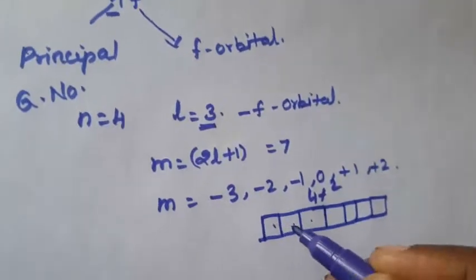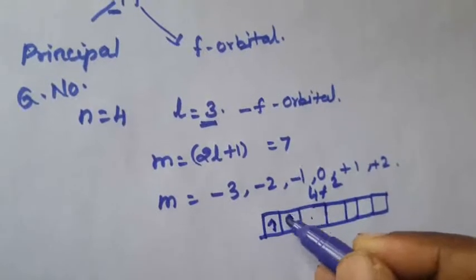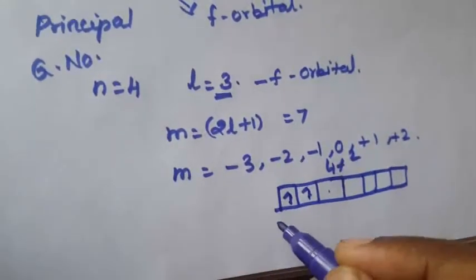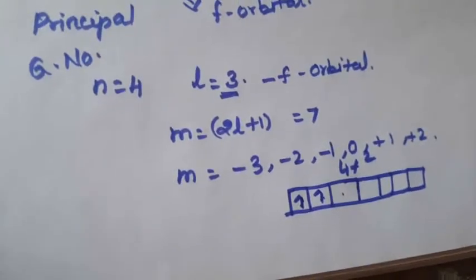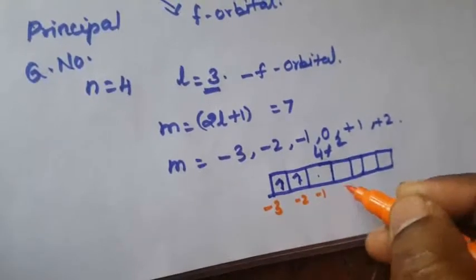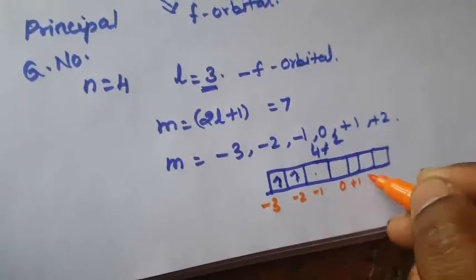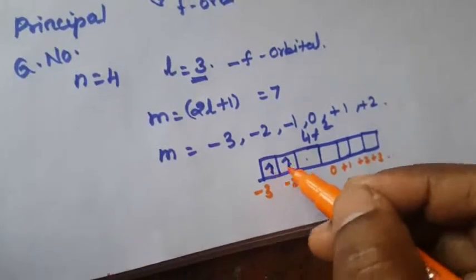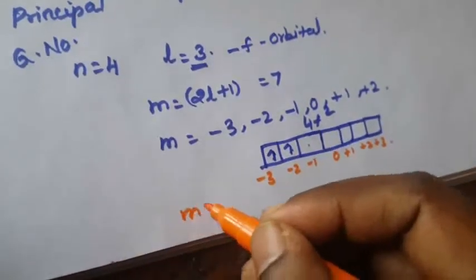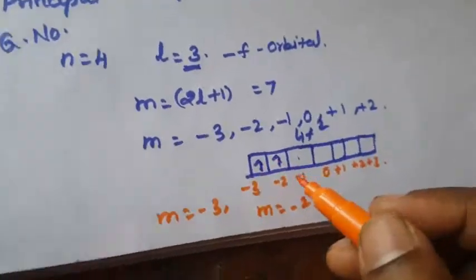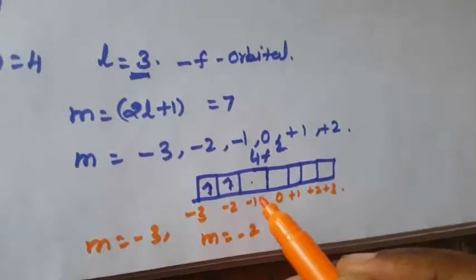So that is 1 and 2. What is that number? This is minus 3. I am writing this value here: minus 3, minus 2, minus 1, 0, plus 1, plus 2, plus 3. So what is that L value? The 2 electrons occupy m is equal to minus 3 and m is equal to minus 2. The electrons occupy only these 2 positions.